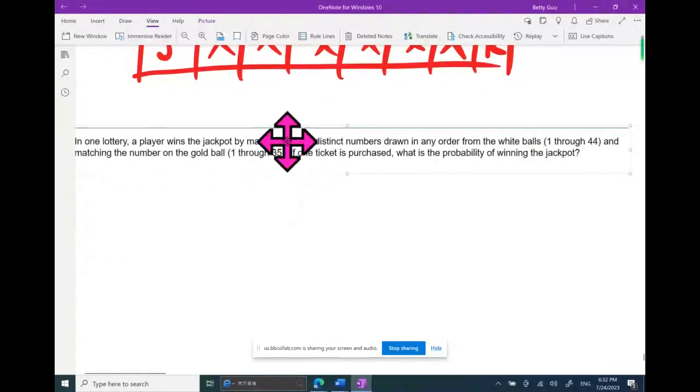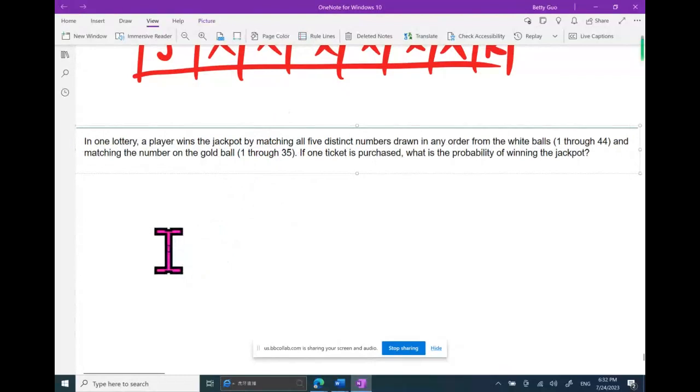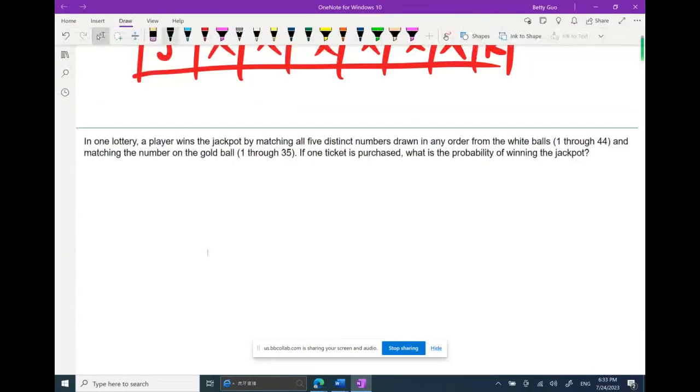Okay, let's see. Let's figure out how we play the game. My understanding is that it takes 2 steps to play the game. First step is you select 5 numbers from the 44 numbers. That is the white ball. So you have 44 white balls, right? And they are labeled as number 1 through number 44, and you are going to randomly select 5 from the 44 numbers to see how many of them match. If all of them match, then you are closer to getting a jackpot.